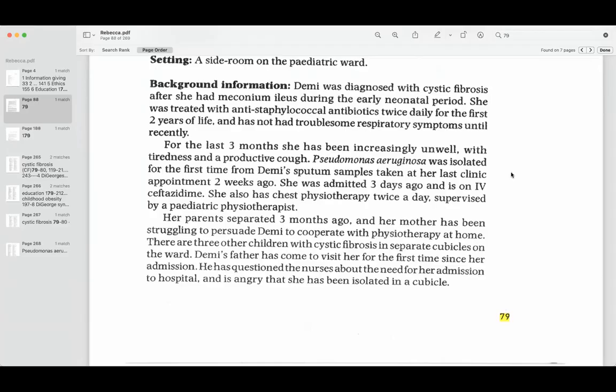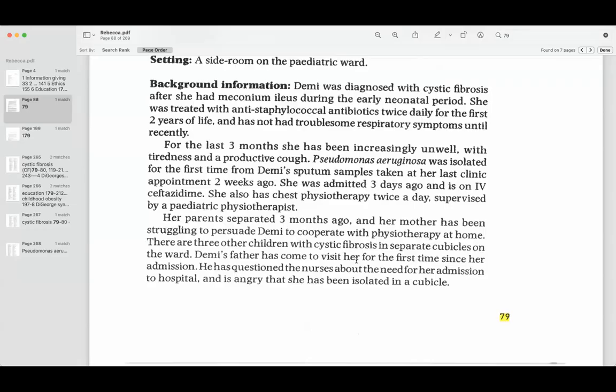But apart from that, there was a problem in the scenario: the parents separated 3 months ago, and her mother has been struggling to persuade Demi to cooperate with physiotherapy at home. Good, you told him that you will add some play therapy along with the physiotherapy so that the child will cooperate and be diverted in her mood. But I was also expecting you to mention social support here.